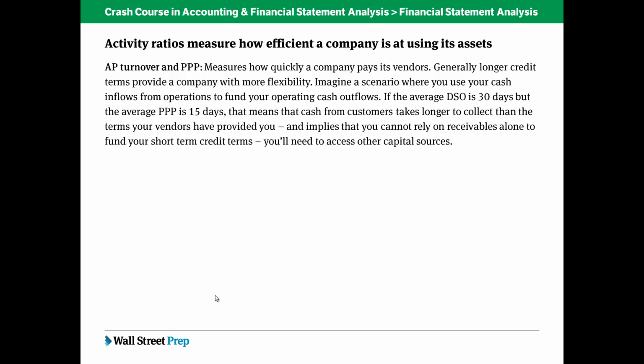Imagine a scenario where you use your cash inflows from operations to fund your operating cash outflows. And if the average DSO, say, the average amount of days that it takes you to collect from customers is 30 days, but the average payables payment period, which represents how quickly you have to pay your vendors, is only 15 days, that means that cash from customers takes longer to collect than the terms that your vendors have provided you. And that implies that you can't rely on receivables alone to fund your short-term credit terms. You're going to need to access other capital sources.